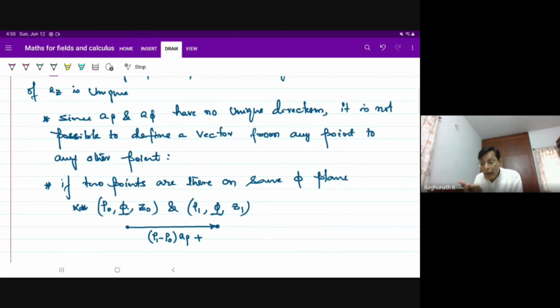On z is equal to z naught plane, I moved on the line of intersection of z is equal to z naught plane and phi is equal to phi plane. I varied only rho. Now I had to vary z from z naught to z1. Definitely, when I vary along the z axis vertically, rho and phi components will remain constant, because of which it will be z1 minus z naught a z. A general vector is only this much. If phi is different, it is not possible for me to define a vector. Given any two points, we can define a vector in Cartesian coordinates. We know that.